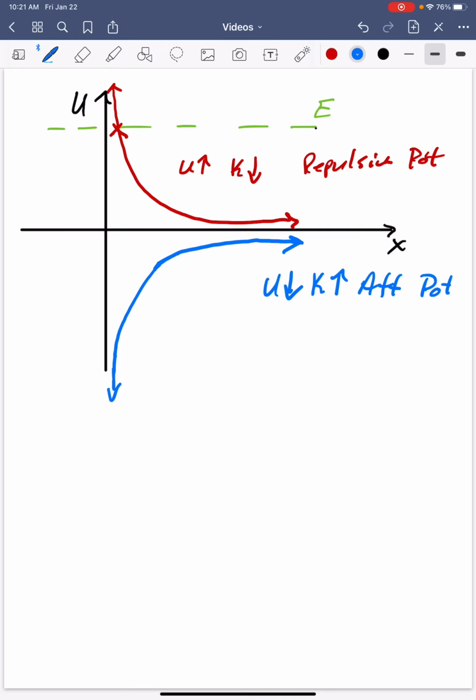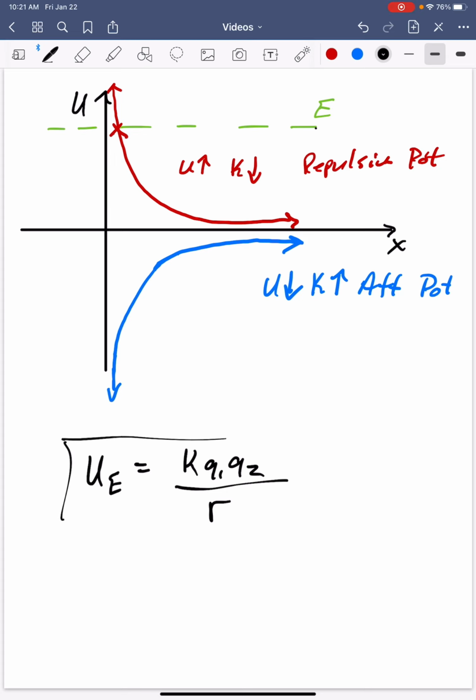So if I think about my equation before, UE equals kq1q2 over r. When I have like charges, they repel, so the positive version of this should be repulsive. When I have opposite charges, it's the blue one, and that's attractive, so I don't need an extra negative sign anywhere. And that is, in fact, my potential energy stored in a configuration of 2 point charges.